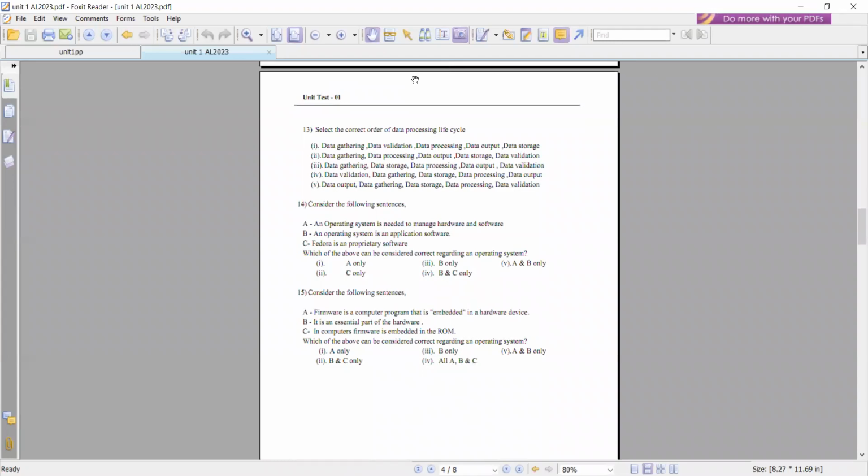Then 13. Say the correct order of data processing life cycle. Data, you have to gather data, then validate, processing, output, and storage. That is first answer.